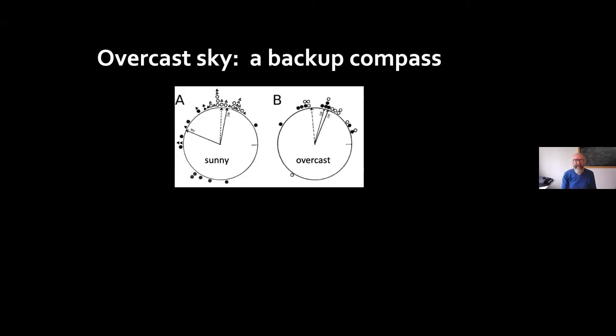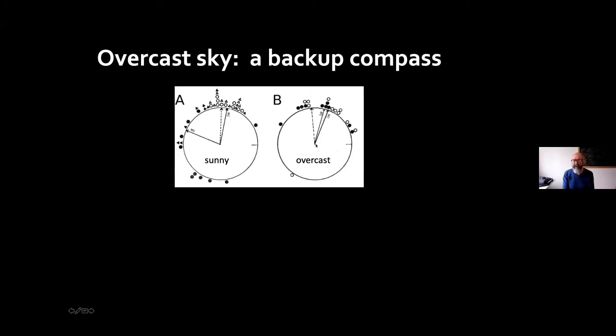Then there must be some backup compass mechanism. And the fact that this alternative or secondary compass mechanism is present is seen in these experiments. So if the day is sunny, the control birds move in the right direction. These are the directions taken by the control birds, and this dotted line is the actual direction of the home. The shifted birds move at another angle, and they are also much more scattered.